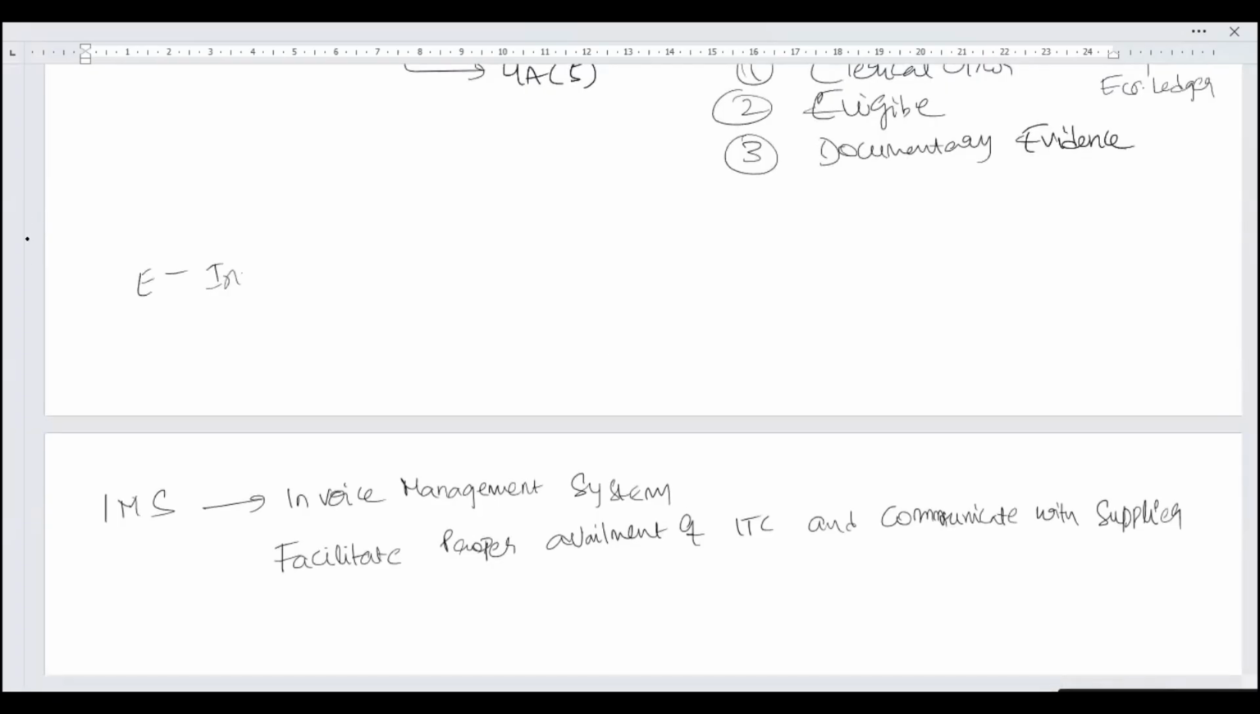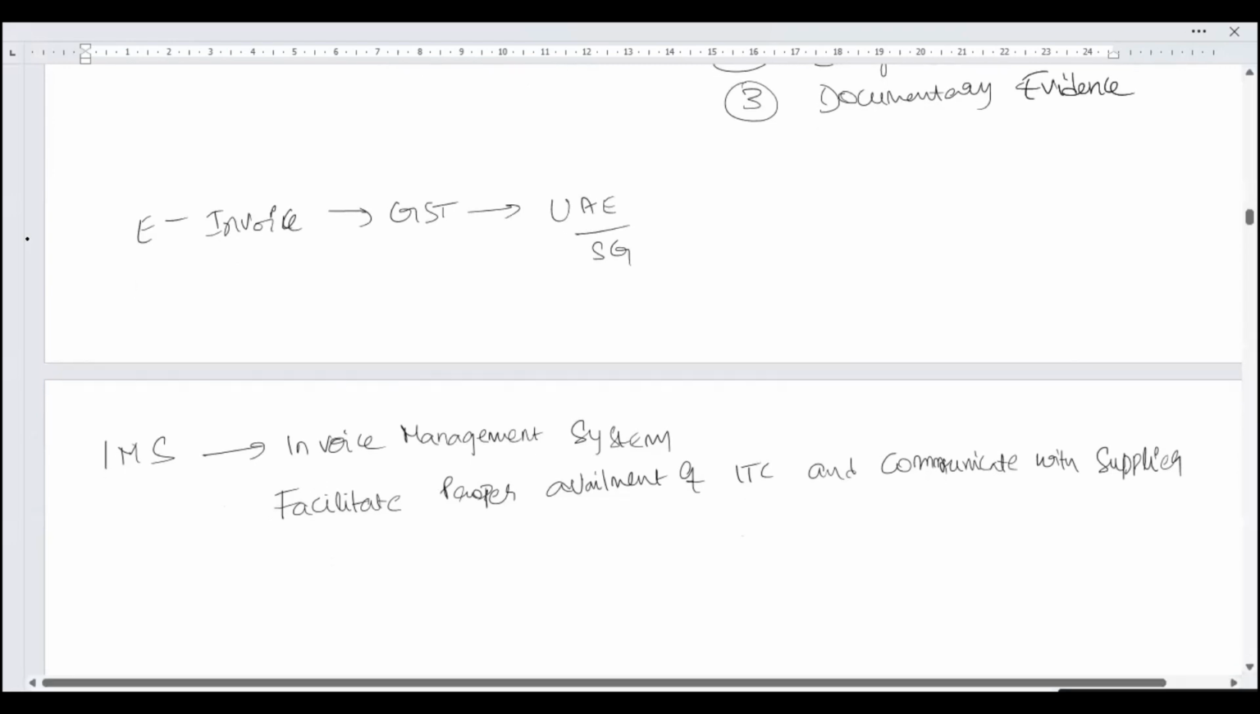E-invoice is one technology or mechanism which was brought in India under GST. This is there in UAE, this is there in Singapore, but completely different from what India has got. I would say it's foolish. You visit Singapore, you visit US, you visit UAE, you learn and come back.